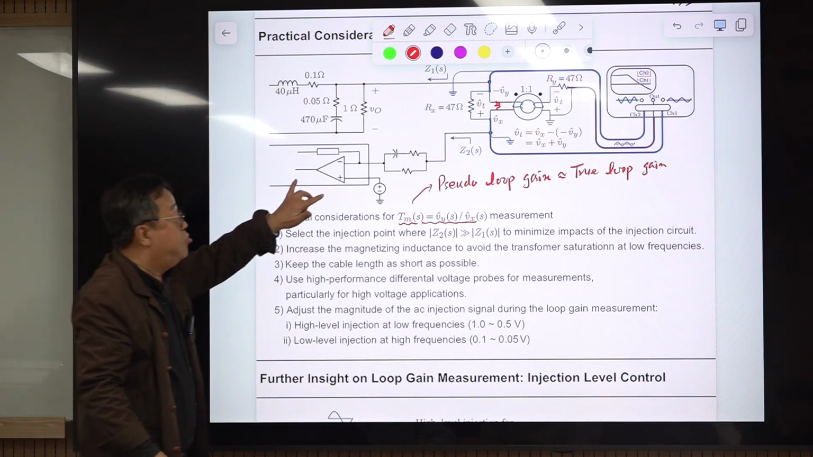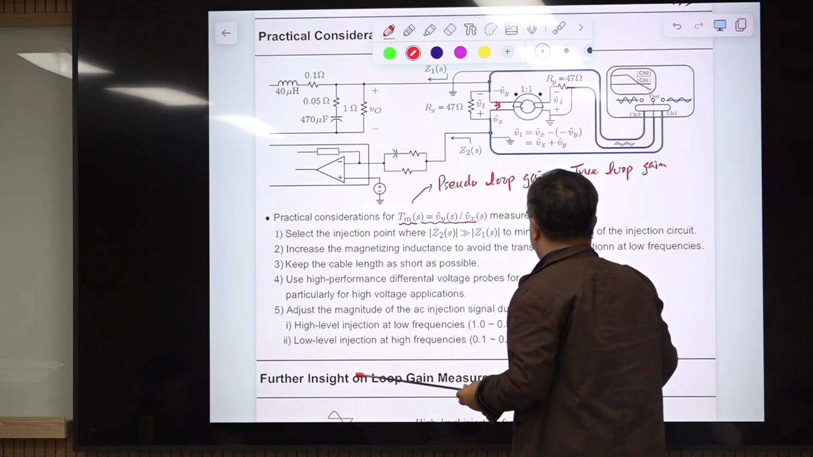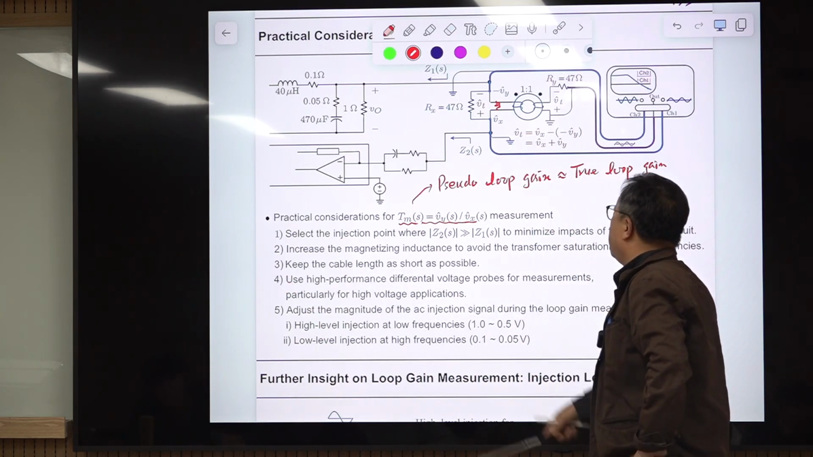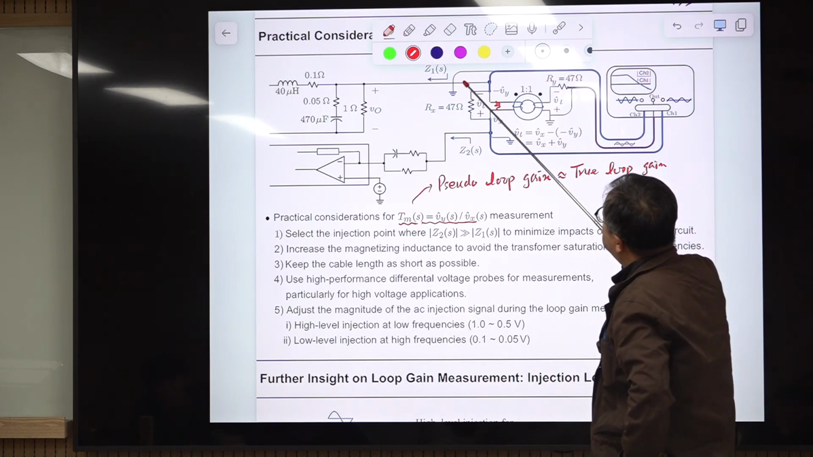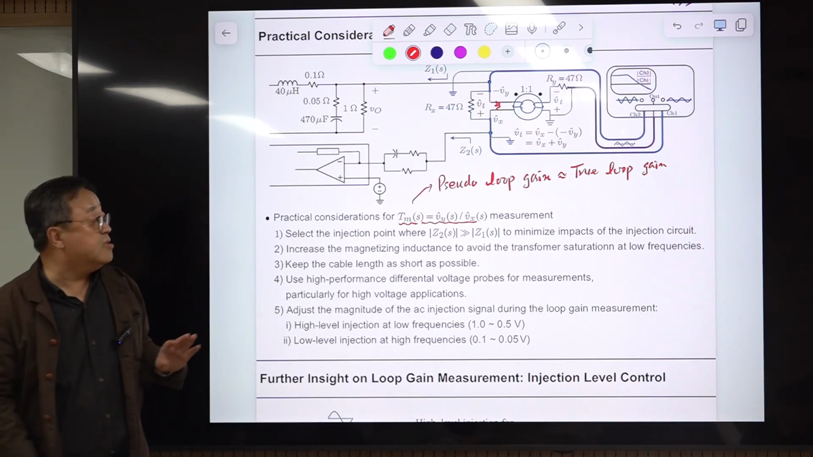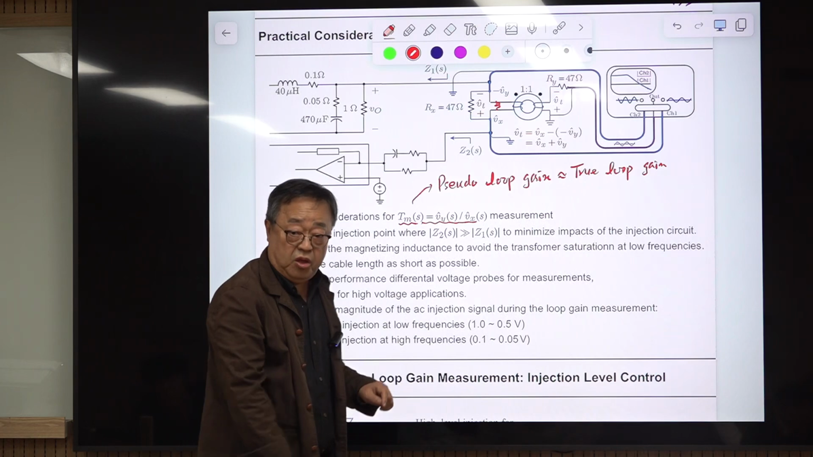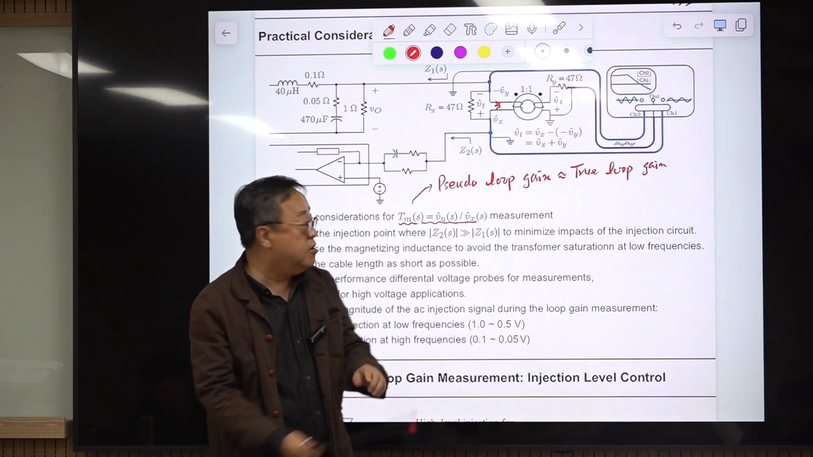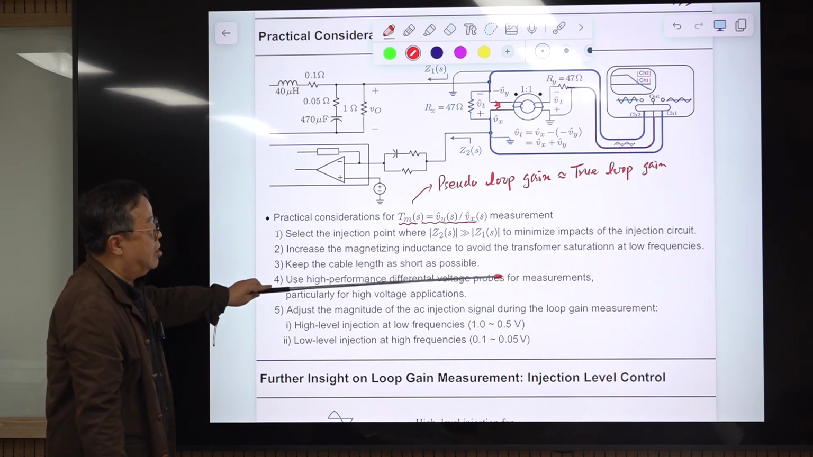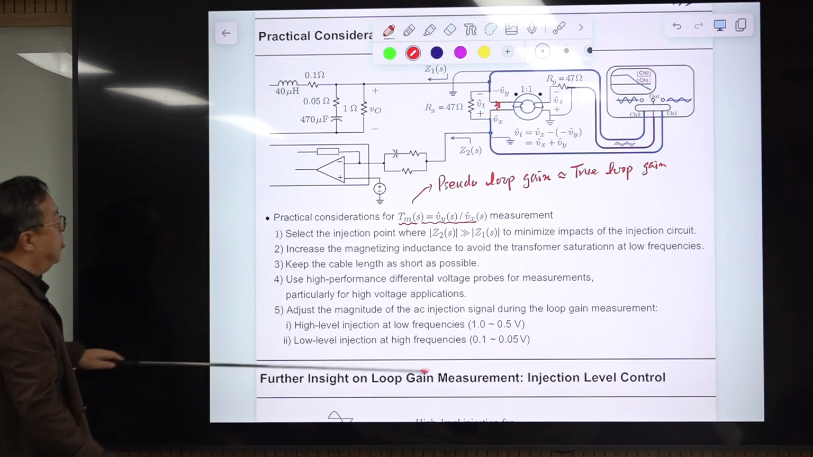So you need to use the differential voltage probe for the high performance. In particular, for the high voltage application, this voltage can be very large, for example, 500 DC. Then if something happens, this guy will die. So for the safety of you and your equipment, use this probe and be very careful in probing these connections.